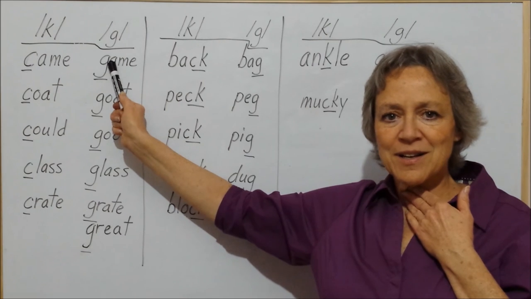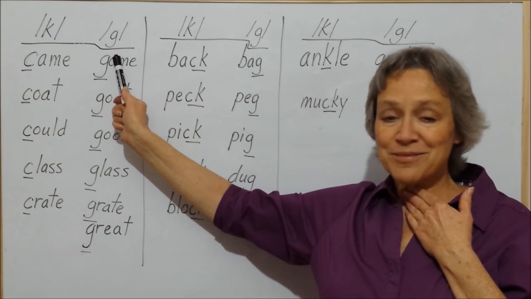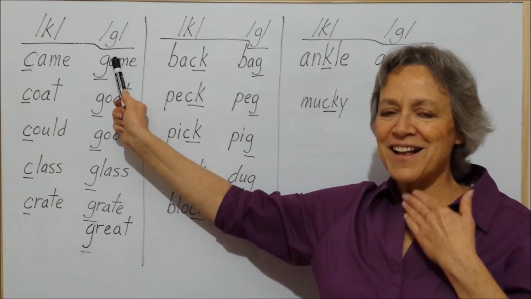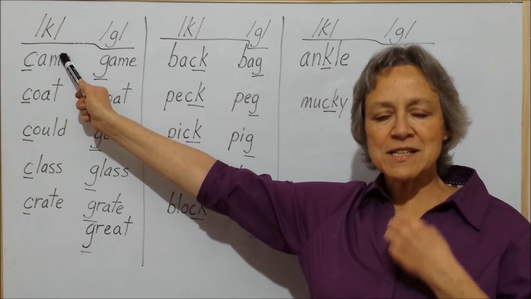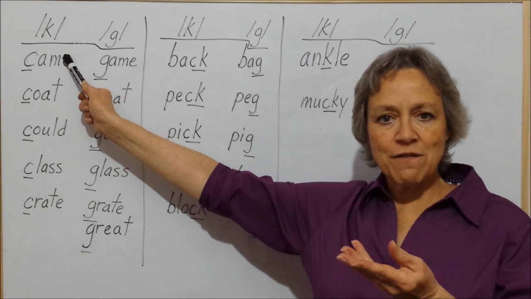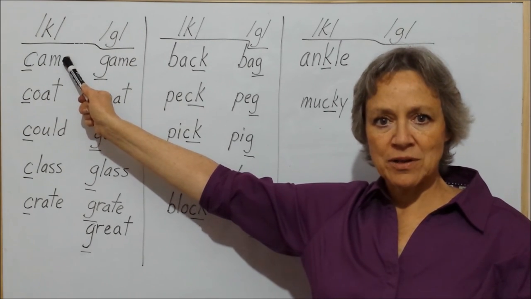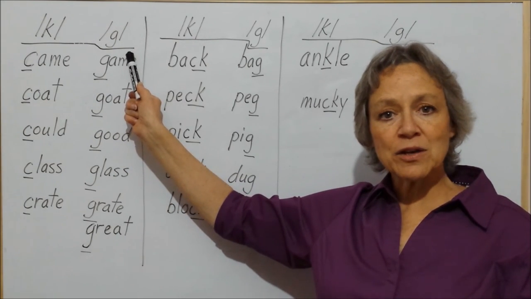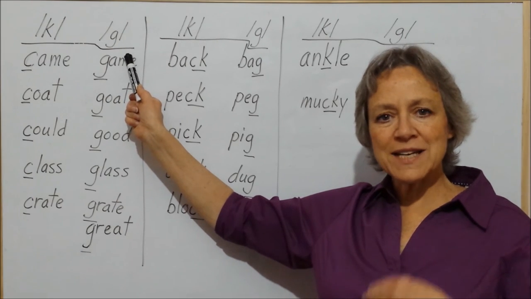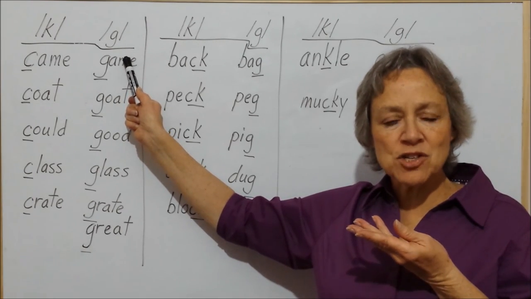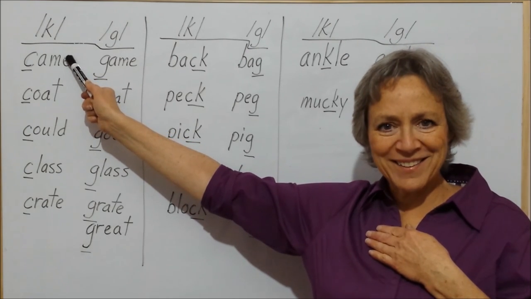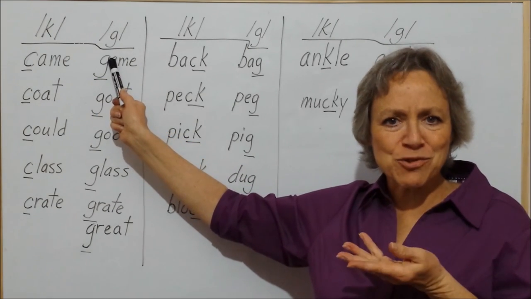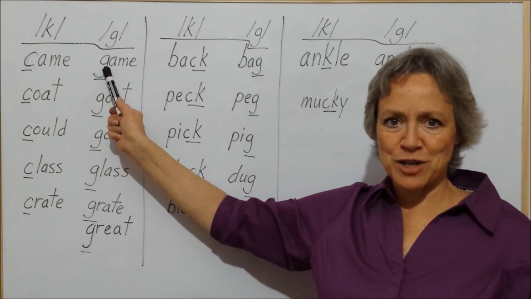Another difference between these two sounds, do you remember what it is? Another difference is that K releases a stronger puff of air when we make the sound. When we make G, we do release a puff of air, but it's much less air than for K, okay? Where the air is less strong, we can't hear it as much, okay?